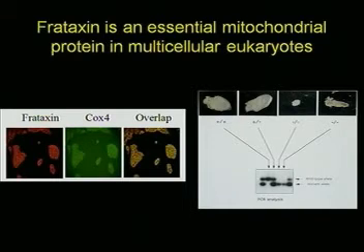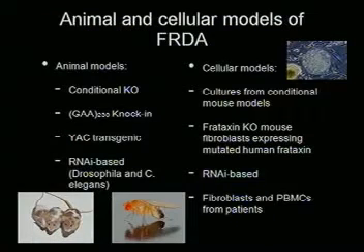This protein is localized in a particular part of each cell, which is called the mitochondrion. Here is an experiment that shows that frataxin localizes in the same position within the cell as a known mitochondrial protein, COX-4. You can label the two proteins with two different fluorescences, and you can see that their fluorescence overlaps, so they are in the same portion of the cell.